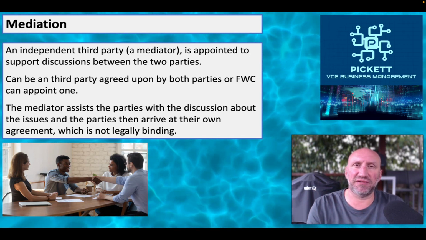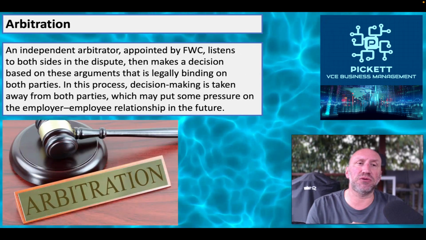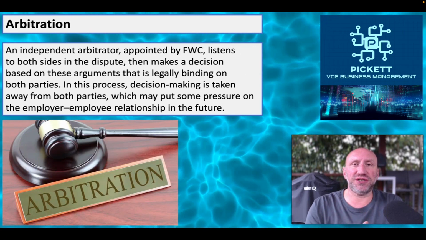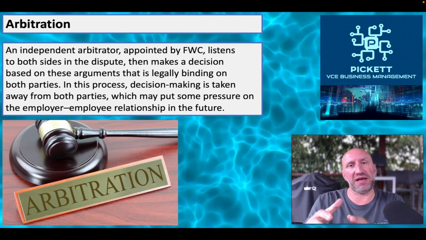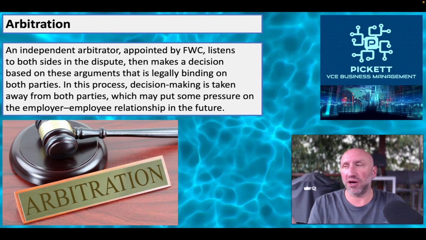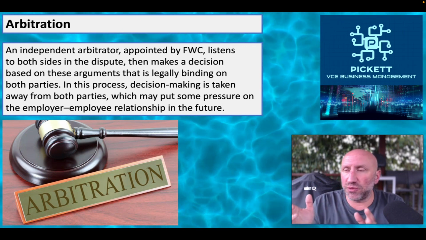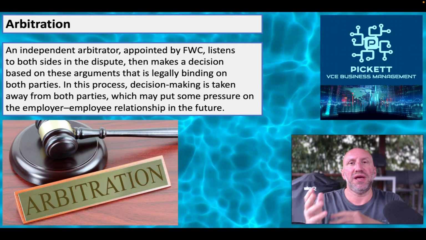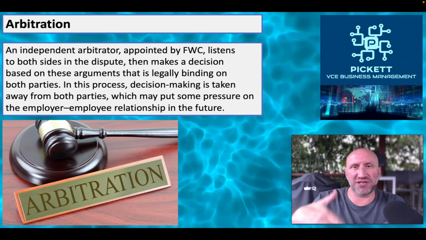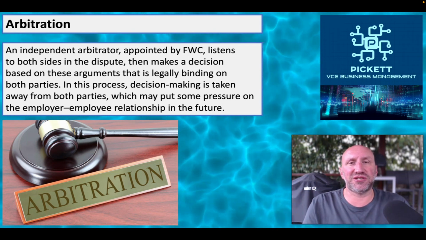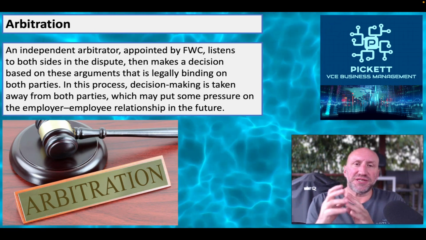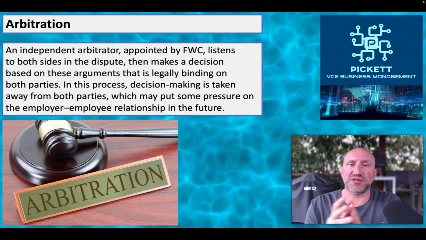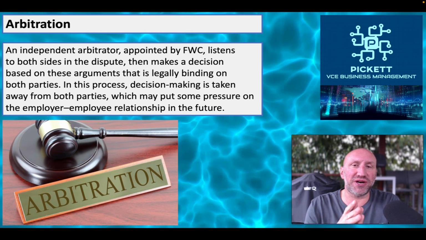So this will be sounding familiar to those of you that have done legal studies. Arbitration. So we go here if the mediation did not work and we've mediated to death and we still cannot come to a resolution. Now we go to the most serious level of dispute resolution, which is arbitration. So now Fair Work Commission would appoint this person, an independent arbitrator.